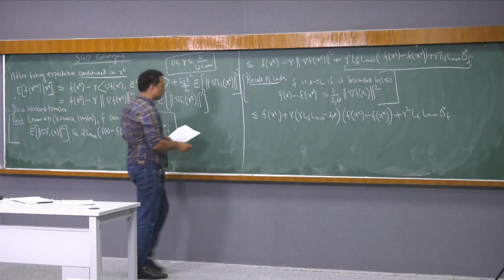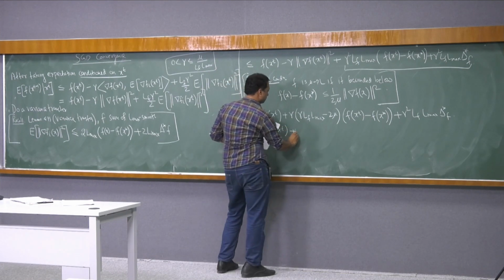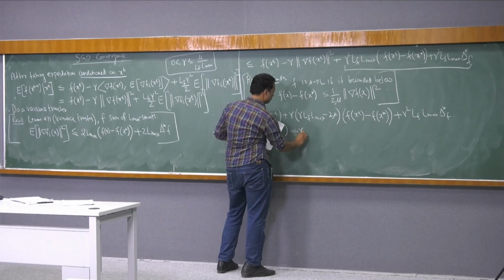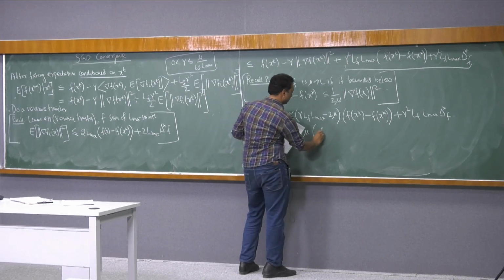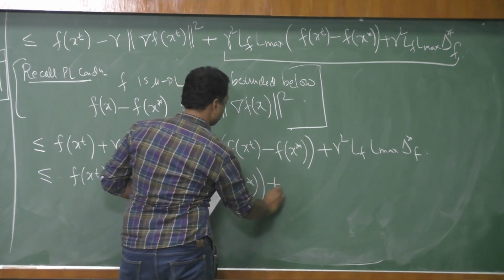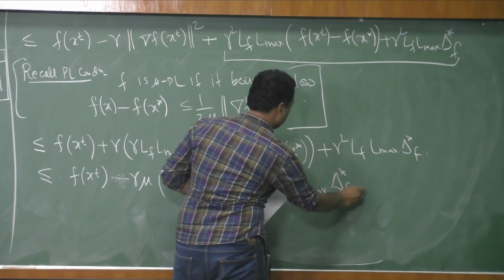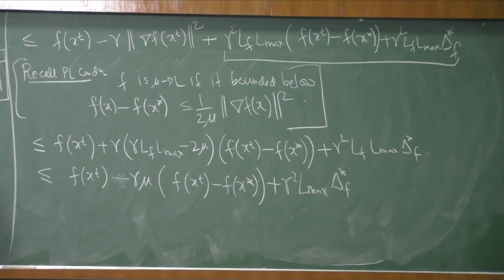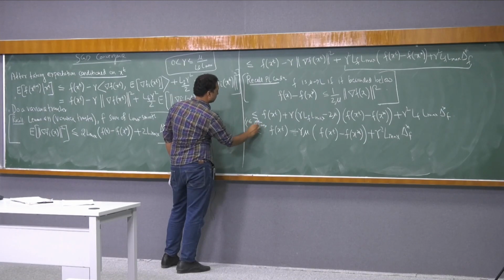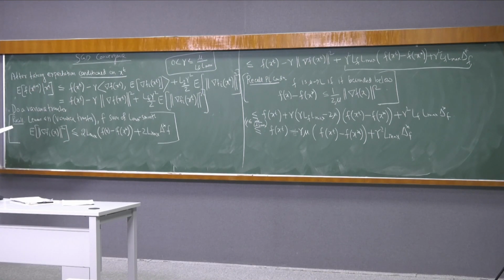So this is Fxt plus, or this is like minus gamma mu Fxt minus Fx star plus gamma squared L max delta star f, and this is because gamma was less than or equal to mu by LF L max. So this inequality was because of this, and furthermore mu gamma is less than or equal to 1.